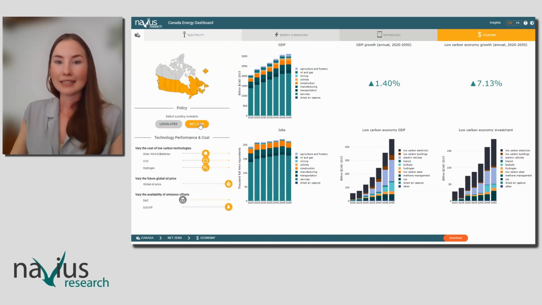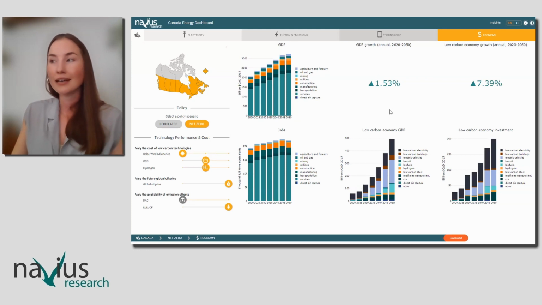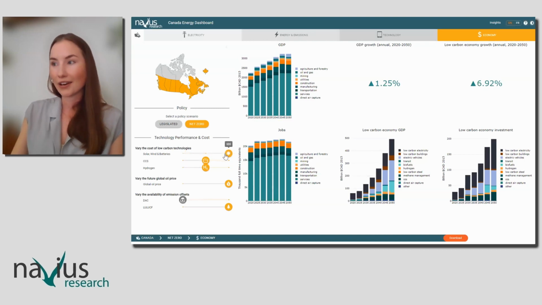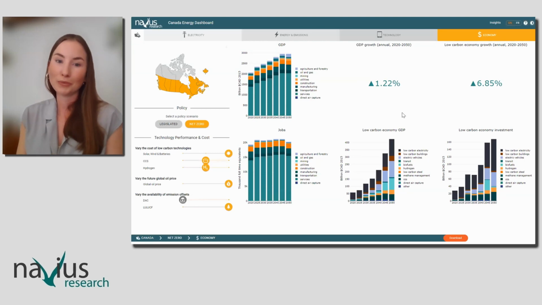So if we look at a net zero scenario with low solar, wind, and battery costs, we see that Canada's economy grows at a higher rate of 1.5% per year, as it's less costly to electrify and achieve emissions reductions to comply with net zero. On the other hand, if these technologies are higher cost, our economy grows at a slightly slower rate of 1.2% per year, as electrification is more expensive.